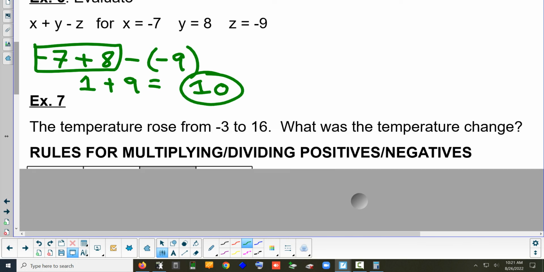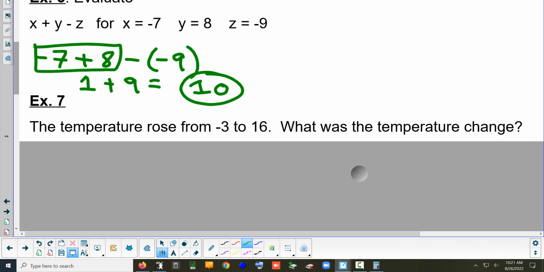All right. Let's look at this one. The temperature rose from -3, it must be winter or something, right? -3 to +16. How much did it change? This is example 7. The temperature went from -3 to +16. How much of a change is that?